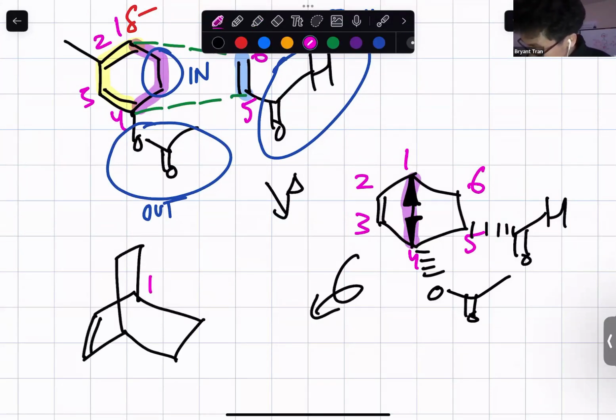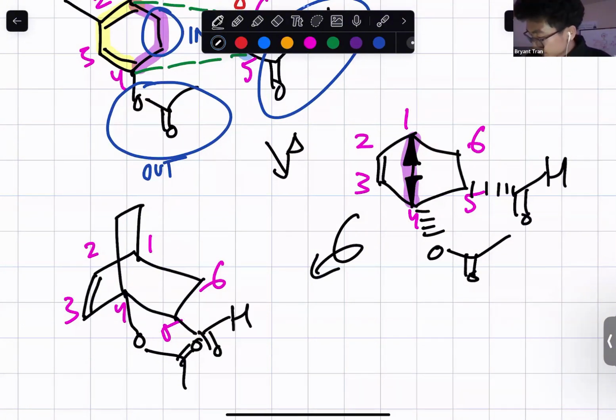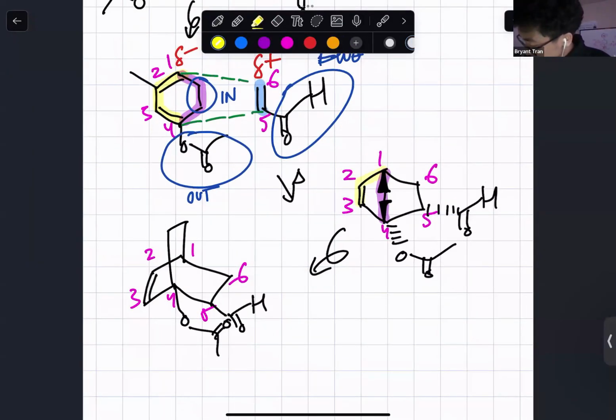Where this is 1, 2, 3, 4, 5, 6. At 4, we have this ester going down. And at 5, we have this aldehyde also going down like that, right? Where the yellow highlighted diene is this yellow highlighted diene right here. The blue highlighted dienophile is this blue highlighted dienophile. The purple highlighted bridge between 1 and 4 is this purple highlighted bridge between 1 and 4. The new bond, the pocket that gets formed, is this new bond right here in red, like that.